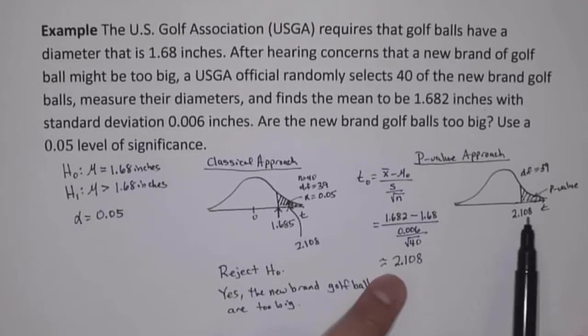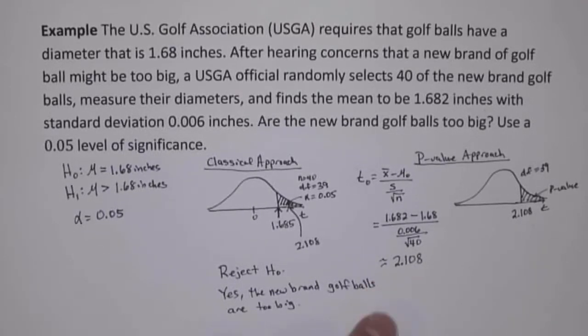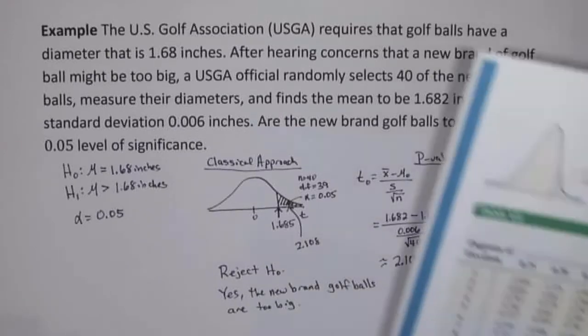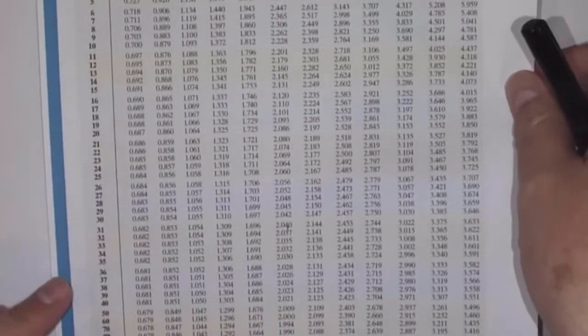Now the question is, how do I go about figuring out what that p-value is? Well, I have, again, the calculator that I could use. I have the t-calculator in StatCrunch that I could use, or I could use the table. Now, I'm going to show you the table, but the table is very, very limited in its ability to help us with this p-value.